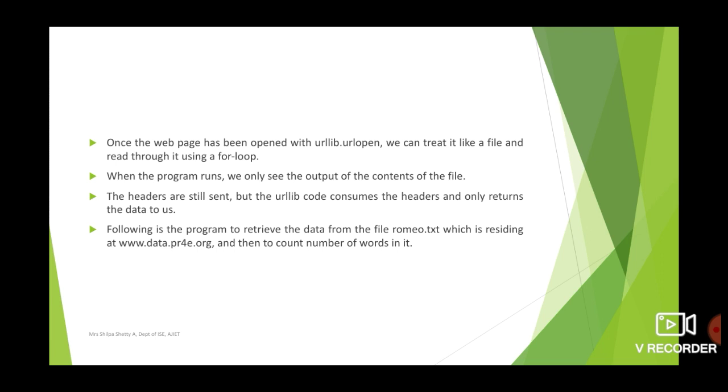When the program runs, we can only see the output of the contents of the file. The headers are still sent, but the urllib code consumes the headers and only returns the data to us. If we observe the previous program using sockets, we see that in the output we are able to see the header as well, for example the content type. All that header information is written out there, whereas in this case the headers will be sent by the destination, but the urllib code will strip off the header and only the data part is returned to us.